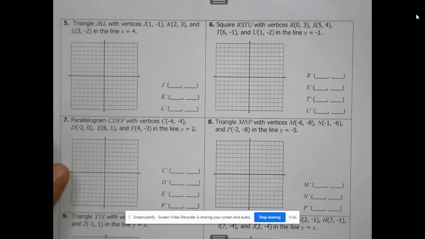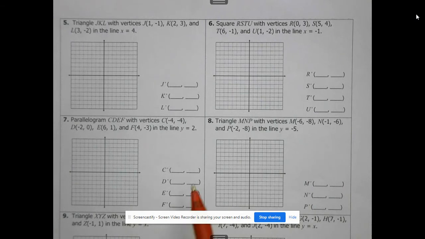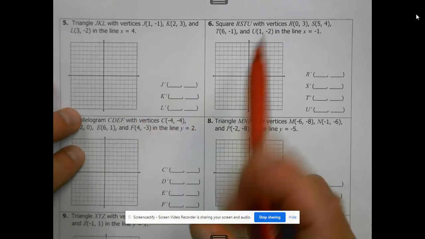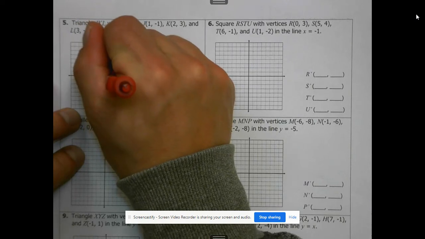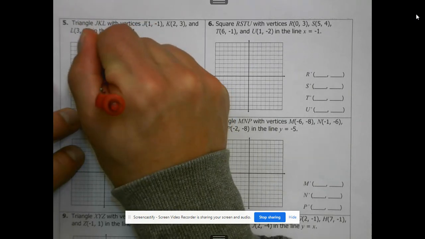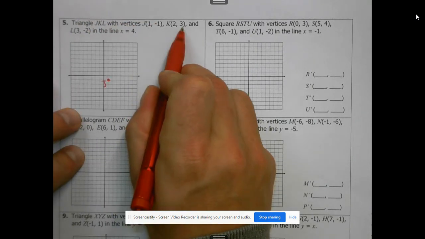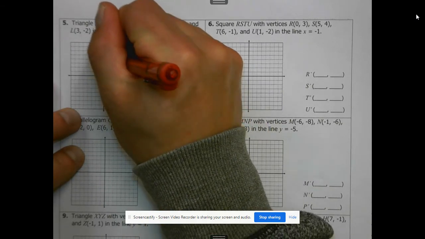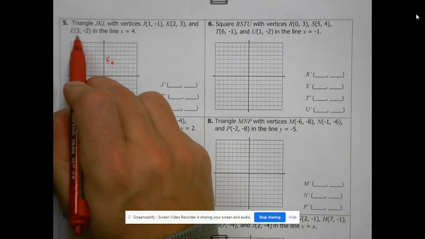Take a look at number 5. First step as usual, graph the original points. J is over 1, down 1. K is over 2, up 3. L is over 3, down 2.